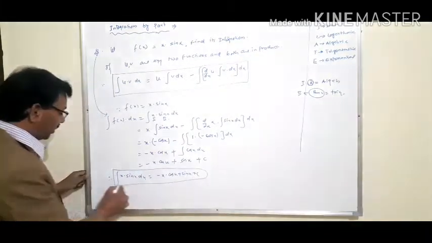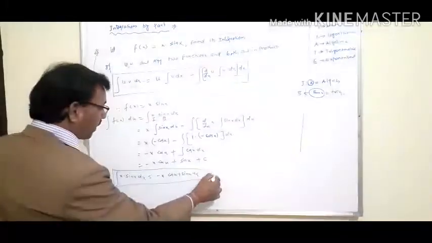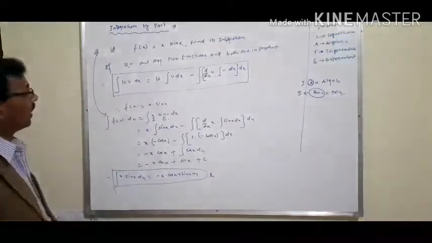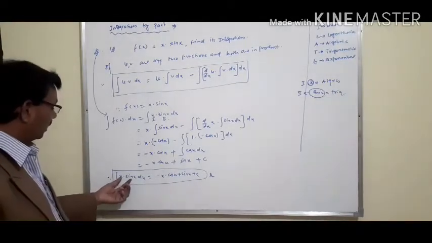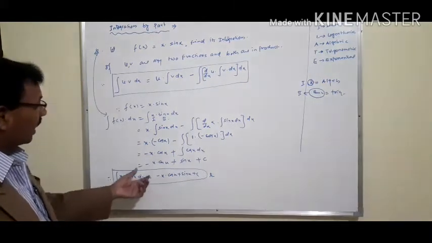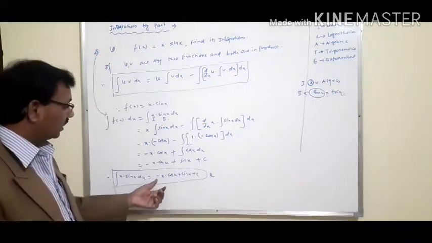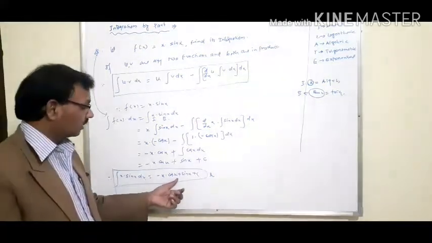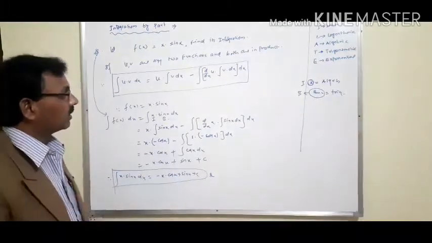Now this will be your answer, and we have found the integration of x into sin of x by parts is minus x into cos of x plus sin of x plus c.